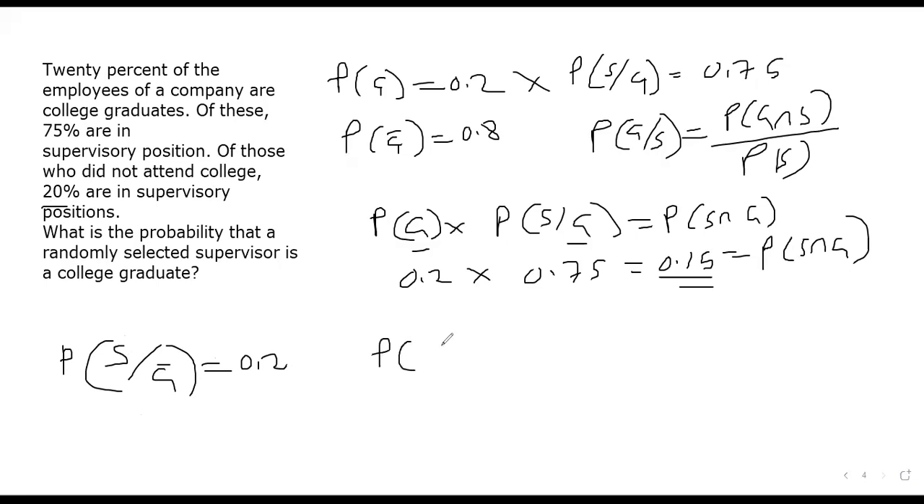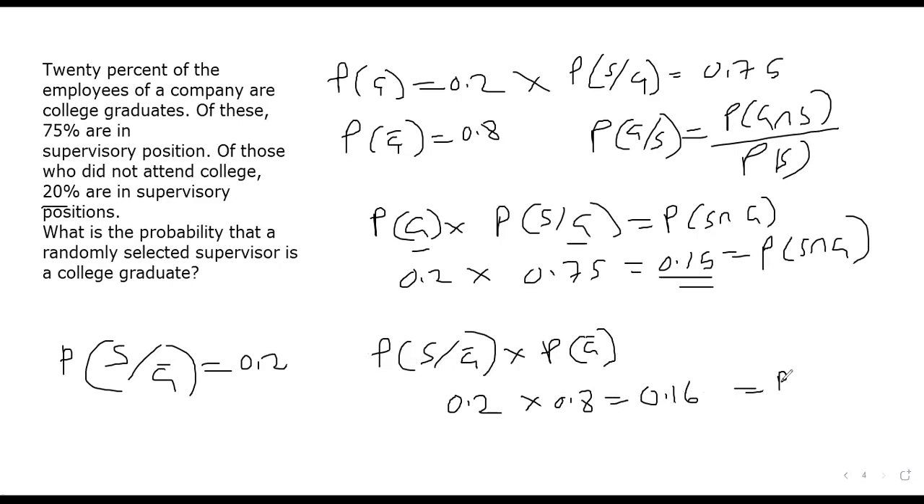Multiply probability of supervisor times probability of not attending college. So I say this bottom guy is G complement. So we have this one of 20%. The probability that did not attend college was what? 80%, 0.8. So this is going to give us 0.16. Now remember, this is a probability of S intersection what? G complement.